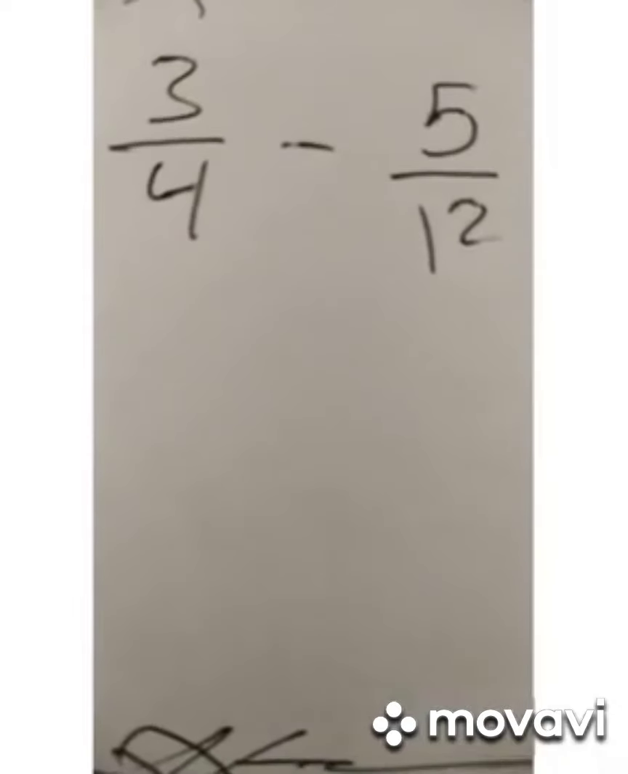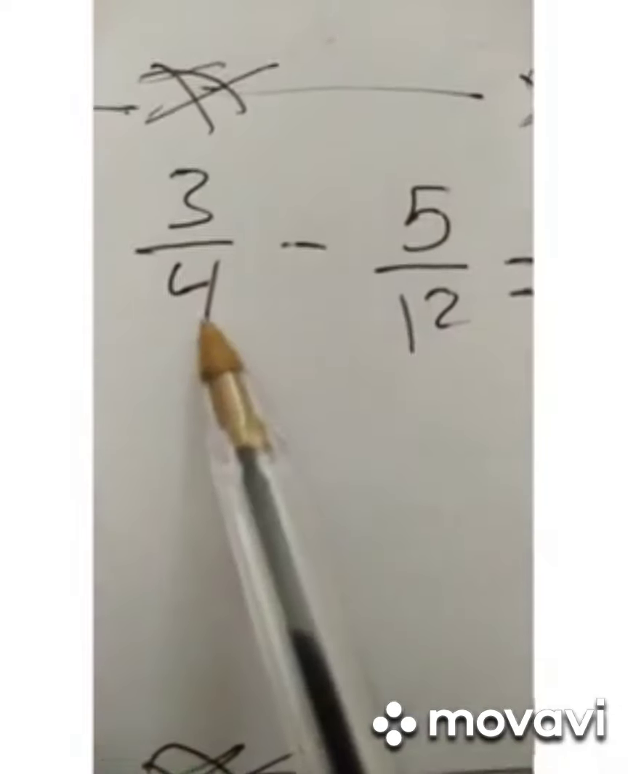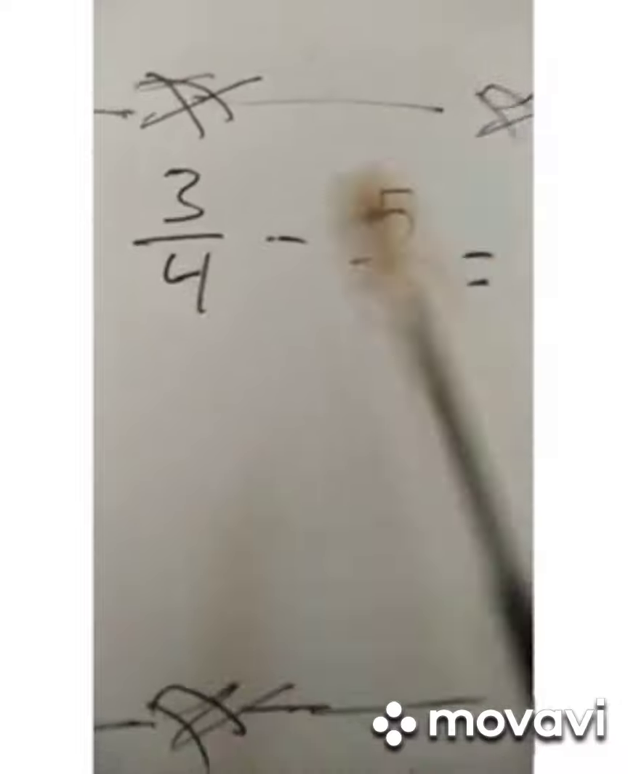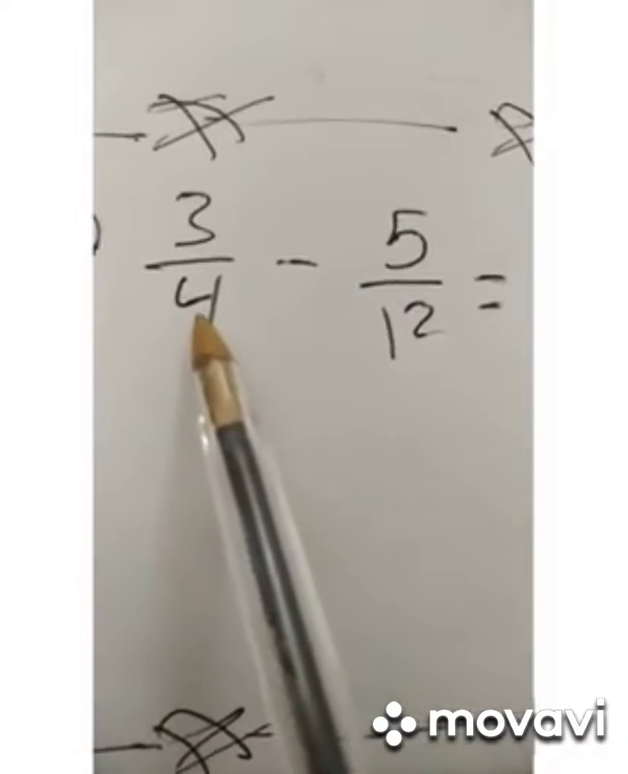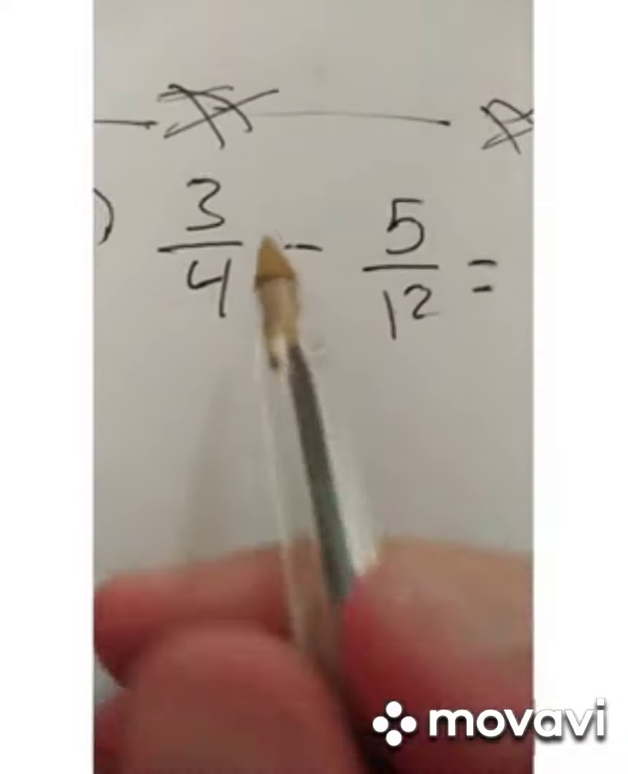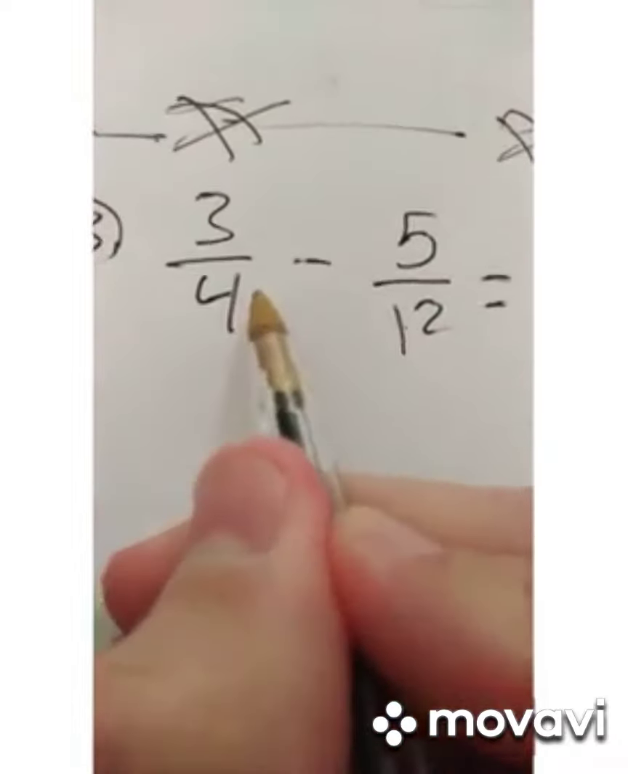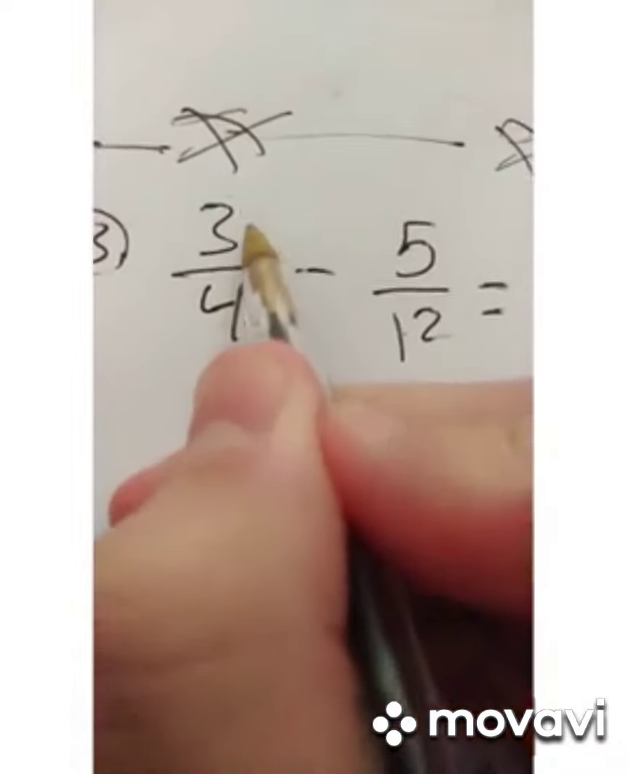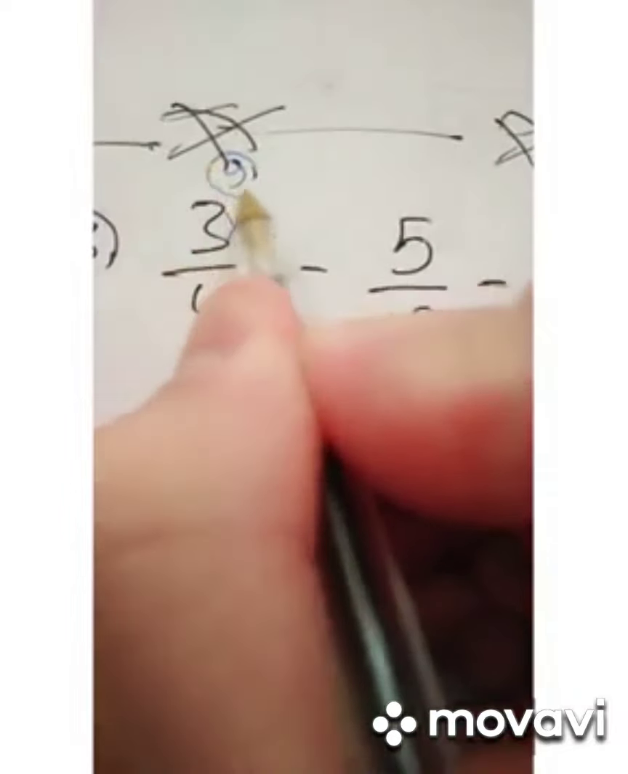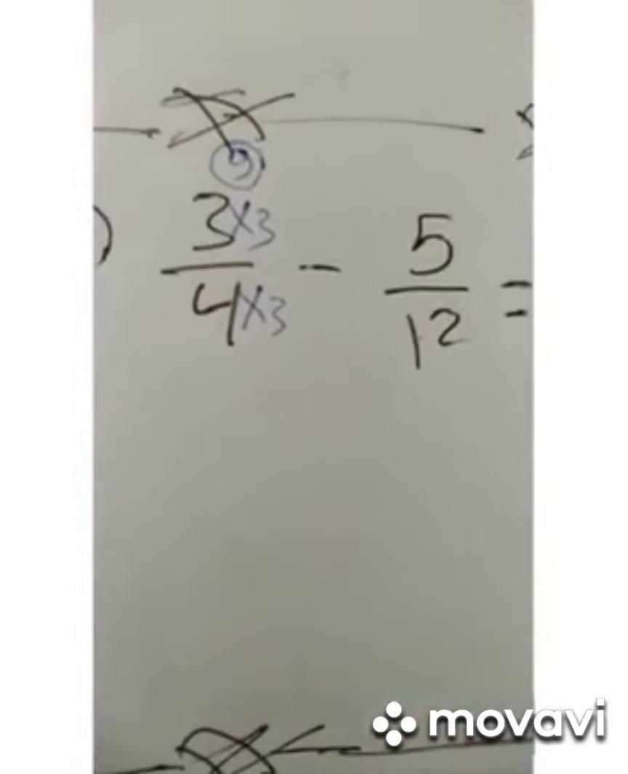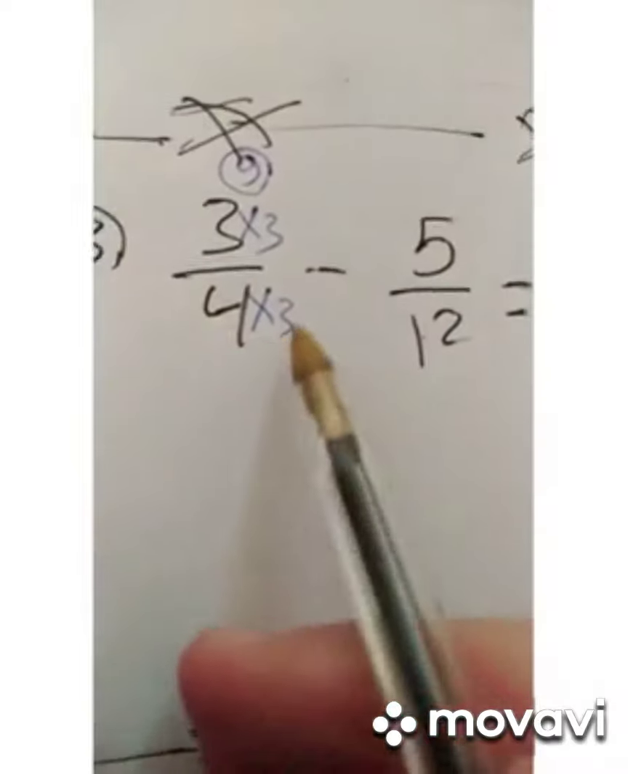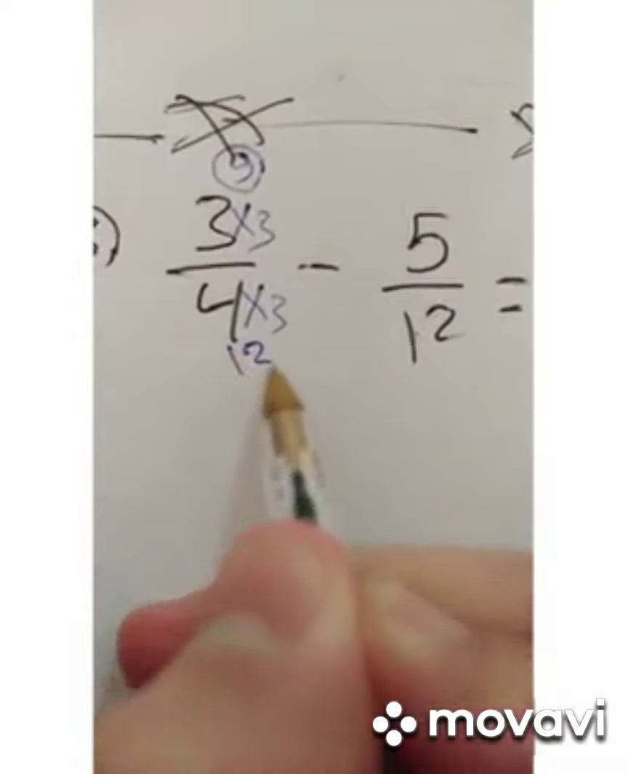3/4 minus 5/12 are unlike denominators. So we have to unify them at first. To change 4 to be 12, we multiply by? Yes, by 3. So multiply up and down by 3. 3 times 3 equals 9. So the numerator now is 9. 4 times 3 equals 12.